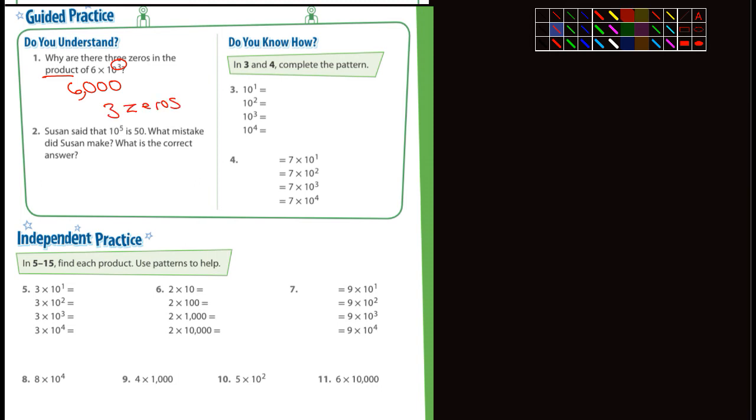All right, number 2, Susan said that 10 to the 5th is 50. What mistake did Susan make? What is the correct answer? Well, I don't know. What do you think Susan was thinking? She just did 10 times 5. That equals 50. Okay, so all you have to do is add a 0. Well, it's not 10 times 5. It's 10 to the 5th times 5. All right. How many zeros are we going to add to the 5? We're going to add 5 zeros. 1, 2, 3, 4, 5. And now I'm going to just count over 3 and put a comma there. That's 500,000. Okay.